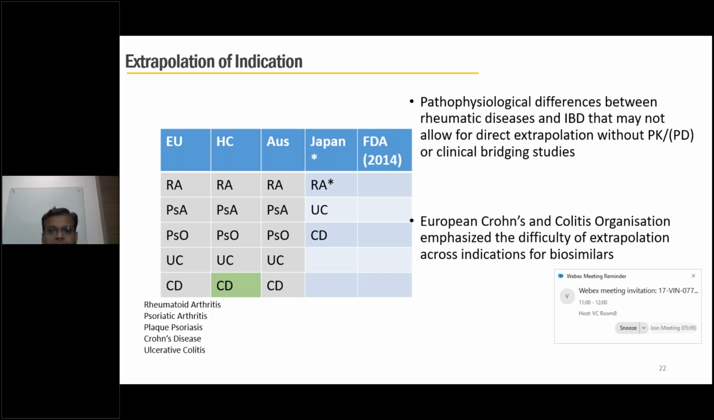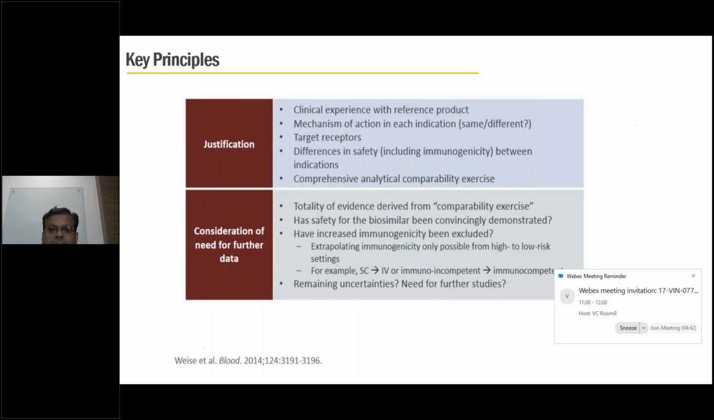And even if there is an extrapolation of indication, there are certain groups like, say, the European Crohn's Society, or the Indian Society of Gastroenterologists for that matter, who may not be comfortable prescribing adalimumab to their patients because of no data with respect to efficacy. So in a nutshell, you need to conduct studies for all the indications in order to get that confidence, and obviously this adds to the cost.